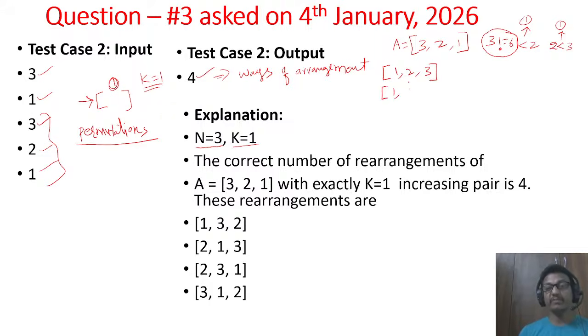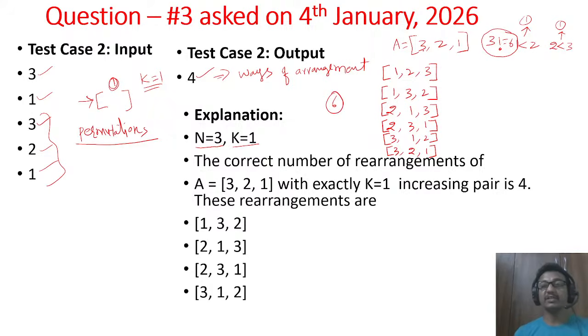Then with 1 in the first place, I write 3 first, then 2. This is one more arrangement. Then for the second group, I keep 2 in the first place, followed by 1, 3. This is another arrangement. Then 2 in the first place, then 3, 1. This is another permutation. Next, 3 in the first place, then 1, 2. Then 3 in the first place, then 2, 1. So these are all 6 permutations in which these 3 numbers can be arranged.